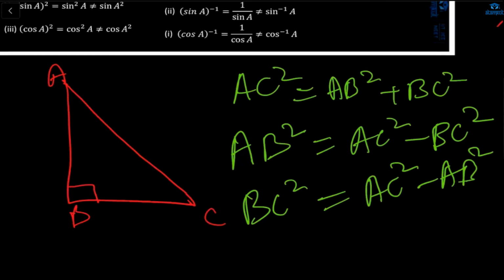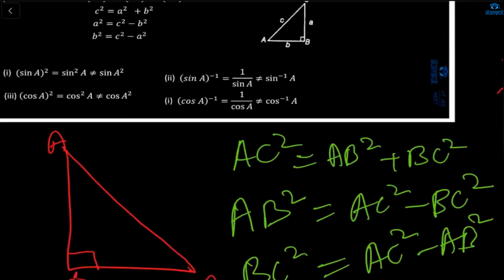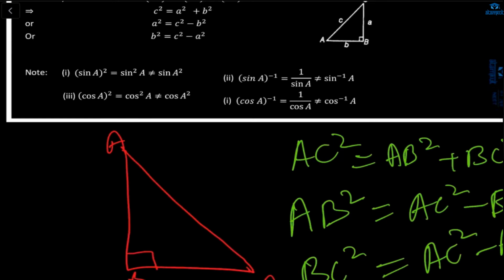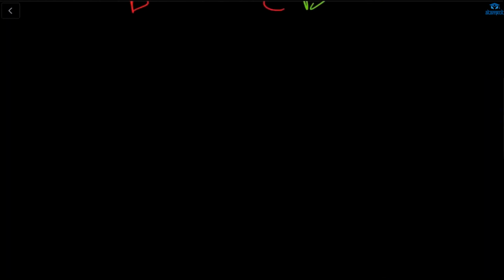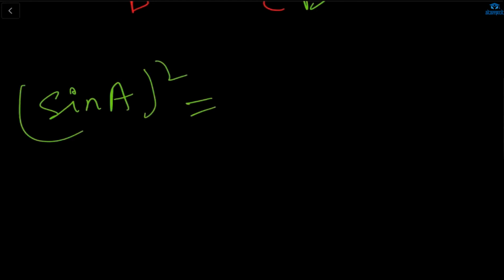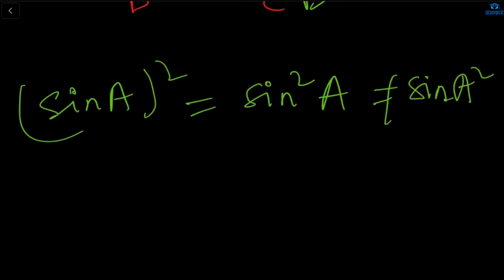Now, some points to remember whenever you are writing. I'll show you, because these are some silly mistakes that we may make when we are just learning. If I'm writing sine A whole square, this is equal to sine square A, and not sine A square. Always remember.